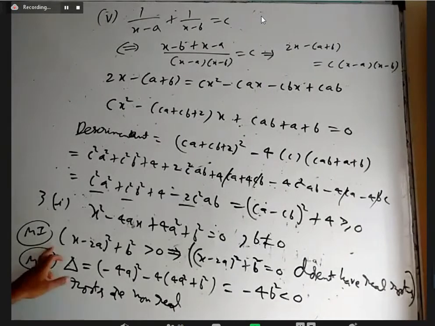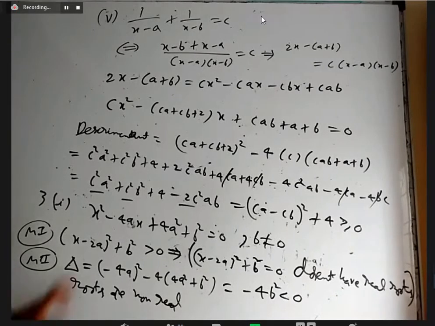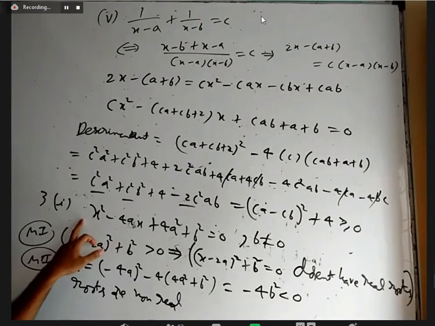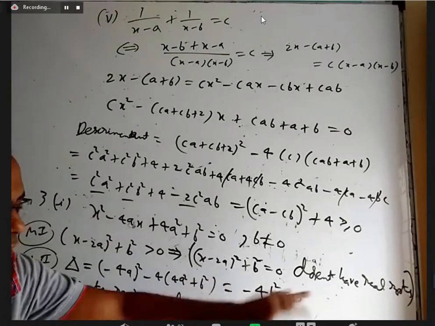I hope everybody is clear on method 1. Now I explain once again. Basically, what I proved is this LHS cannot be 0. It is always positive. It cannot be 0, cannot be negative. So it cannot be 0 means equal to 0 doesn't have real roots.